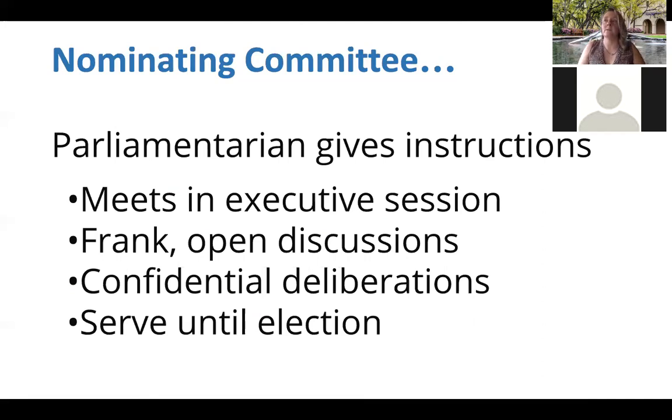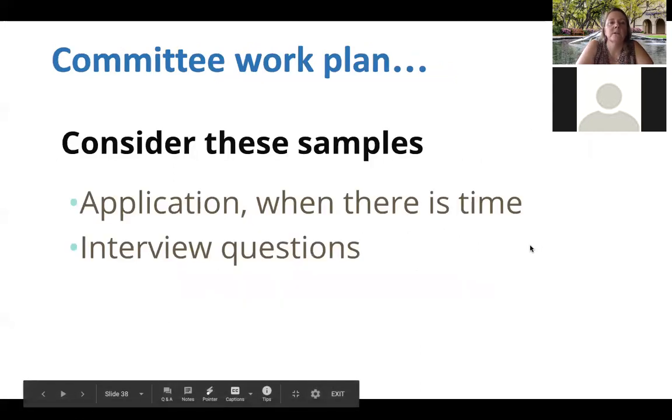So you would say, does anybody want to serve on the nominating committee? And then somebody stands up, and they can't have served the previous year and they can't be the president. The president is welcome to advise the nominating committee on people that they think would be good for positions, including themselves if they want to continue as president the next year, if they're only concluding their first year. But the president does not get a say in what the nominating slate is going to come out as. So they meet in executive session. You have frank, open discussions about who's appropriate, your deliberations are confidential, and then you serve until the election.